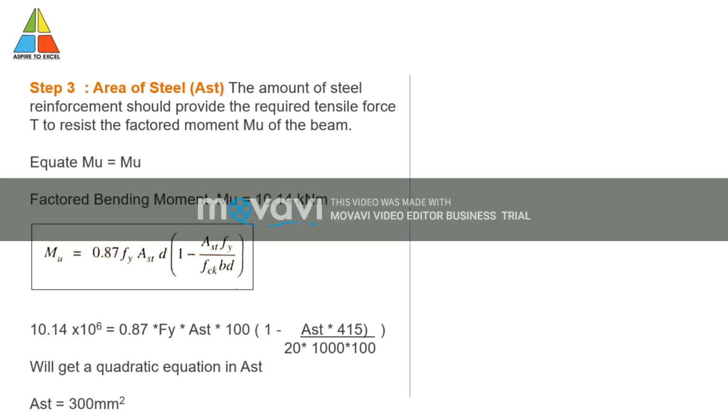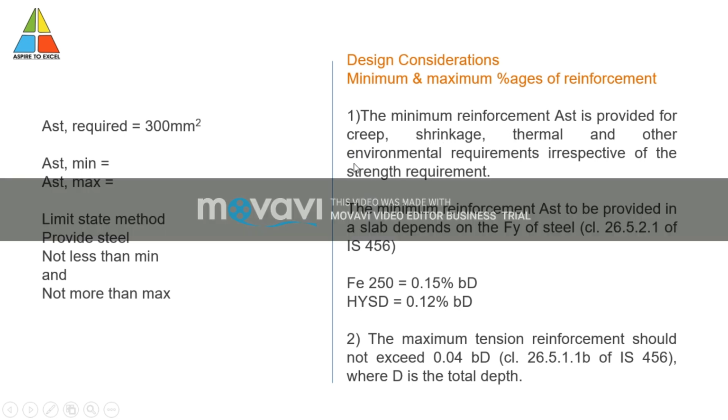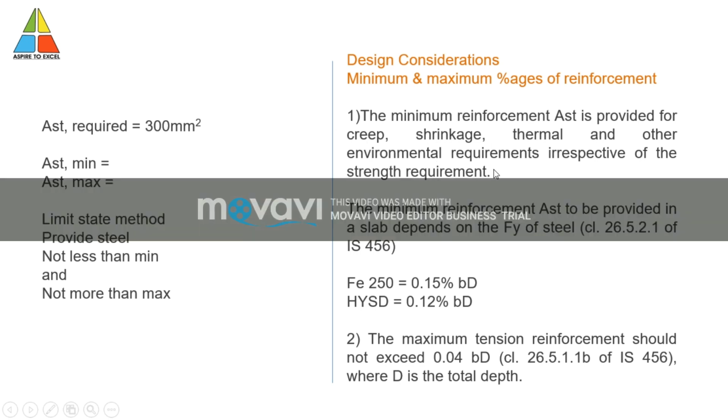Now in limit state method, we need to check whether the value that we have obtained is within the limits or not. So this value we have to cross check against the minimum and maximum value. From the codal provision, the minimum reinforcement is provided to resist creep, shrinkage, thermal and other environmental requirements irrespective of the structural requirement, because structural requirement would be from the strength perspective, right? So whatever load is coming, based on that the requirement of steel is 300 as we saw, but minimum steel requirement is provided to consider the other aspects such as creep, shrinkage, thermal and other environmental requirement.